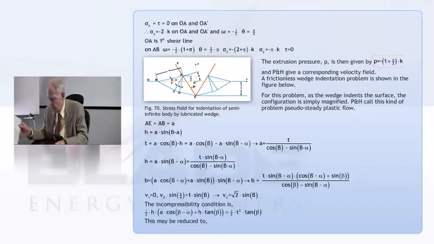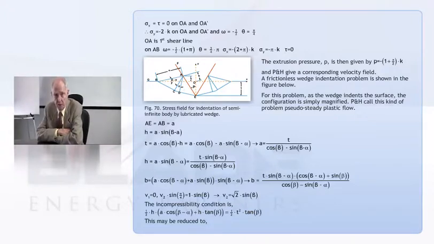The next kind of problem is referred to by Prager and Hodge as pseudo-steady. And this is a problem where the geometry is actually changing, but it's remaining similar. All it does is enlarge. So since the configuration stays the same, you have the opportunity to use these equations that we have to work out what the solution is.